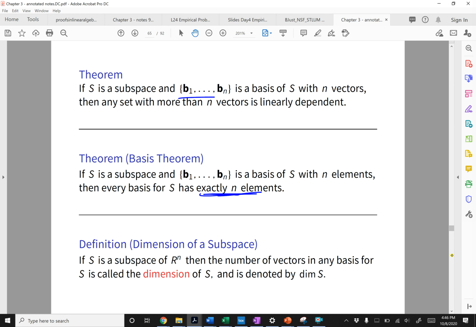And the dimension of a subspace: if S is a subspace of Rn, then the number of vectors in any basis for S is called the dimension of S. We've kind of already been talking about it that way, like a dimension of a span. If we span a plane, to describe that plane, you just need two linearly independent vectors. So the dimension would be 2, because that's the number you'd need in a basis for that subspace.